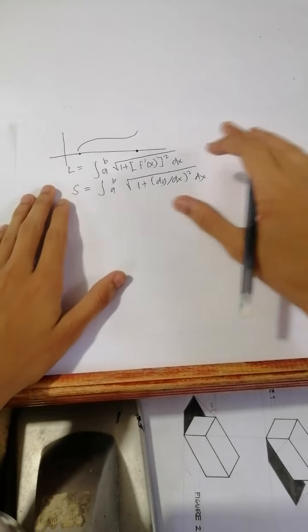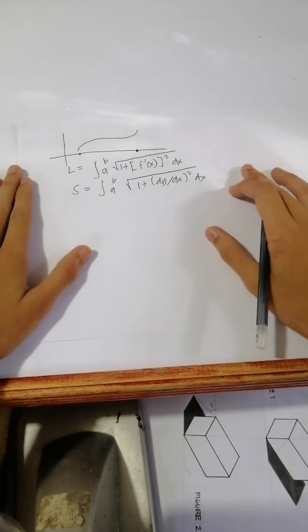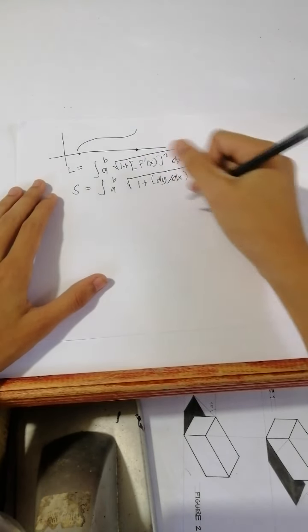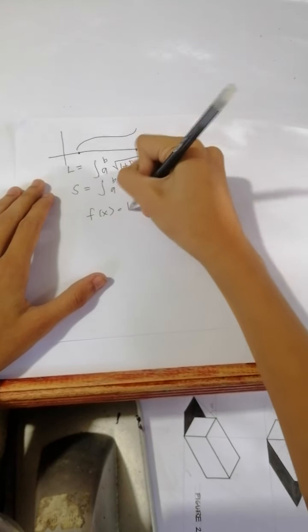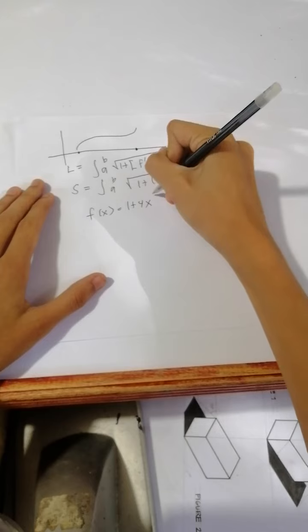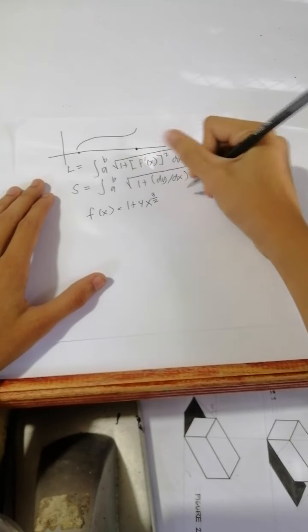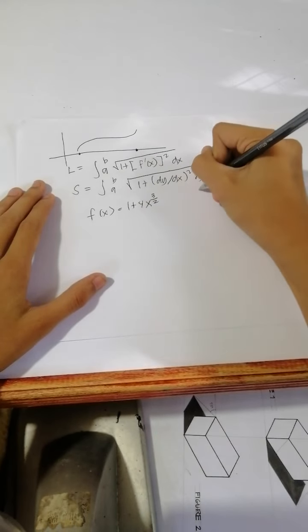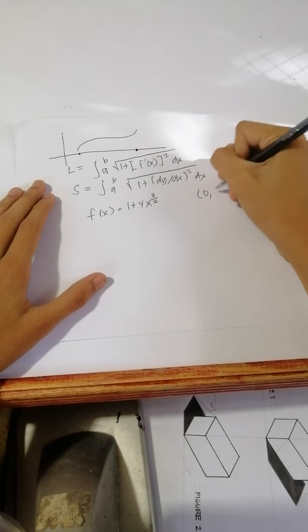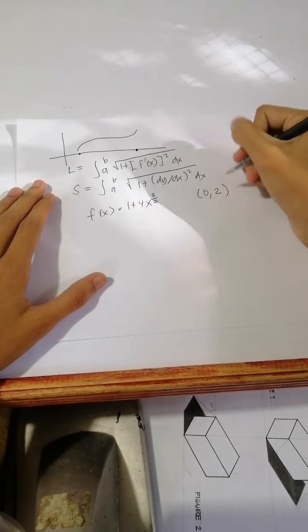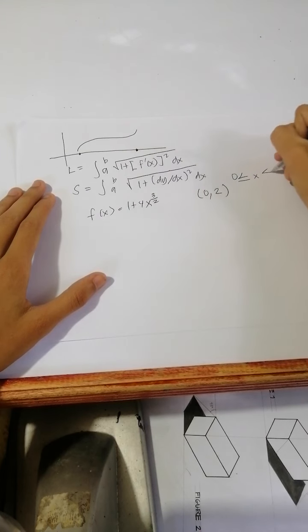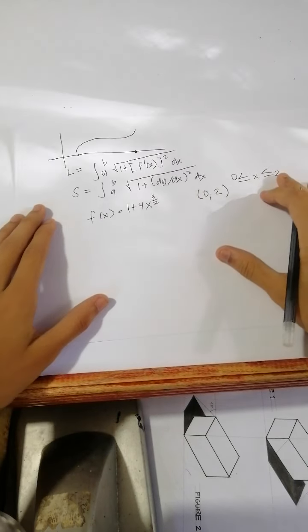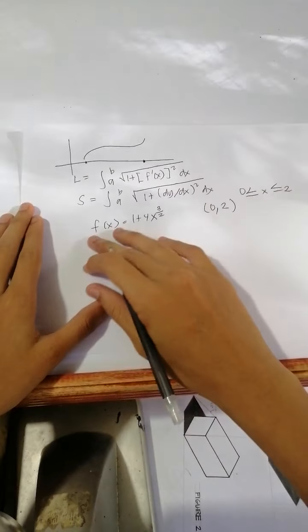Now let's apply one of these formulas in solving a problem, which is f(x) equals 1 plus 4x raised to the power of 3 halves, where your 2 points are located at 0 and 2, or it can also be written like this. So from that, let's start with this.